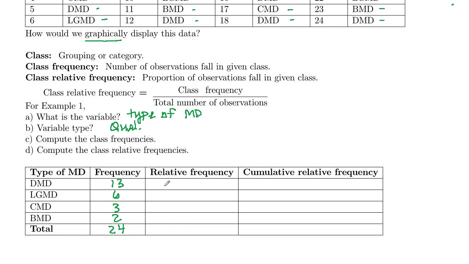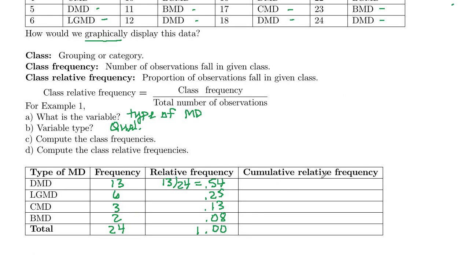For relative frequency, we're going to divide each one by 24. So 13 divided by 24, and to 2 decimal places, that is 0.54. Do the same for each of these. So you've got 0.25, which is 6 divided by 24, 3 divided by 24 is 0.13 to 2 decimal places, 2 divided by 24 is 0.08. And those add up to 1.00, which is 100%.